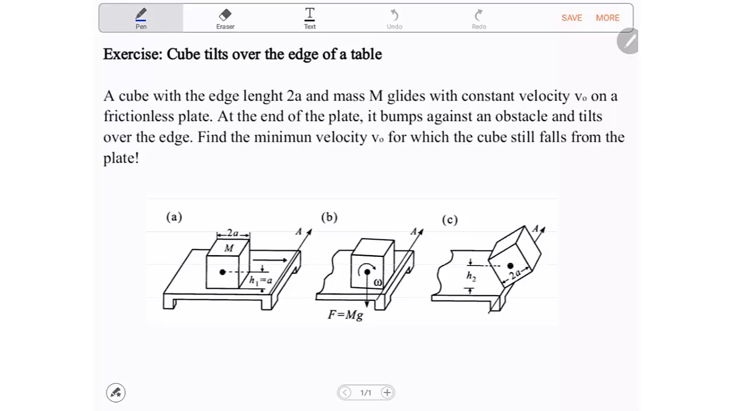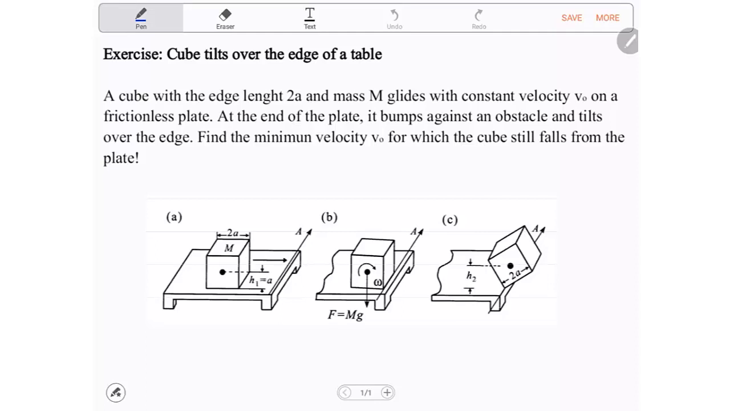We have this exercise this time on which a cube tilts over the edge of a table. The problem says a cube with the edge length 2a and mass m glides with constant velocity v0 on a frictionless plate. At the end of the plate, it bumps against an obstacle and tilts over the edge. We want to find the minimum velocity v0 for which the cube still falls from the plate.